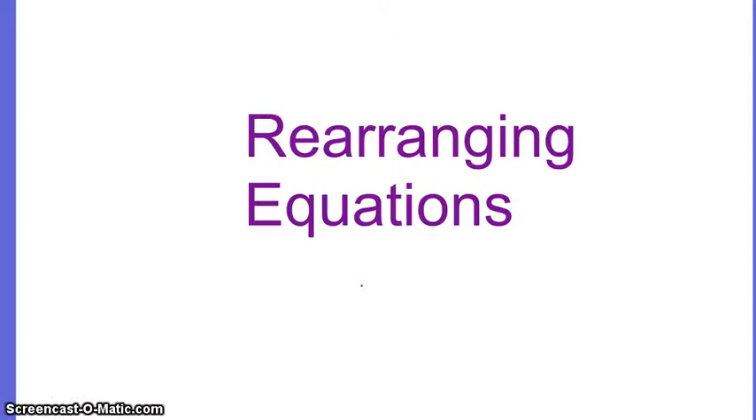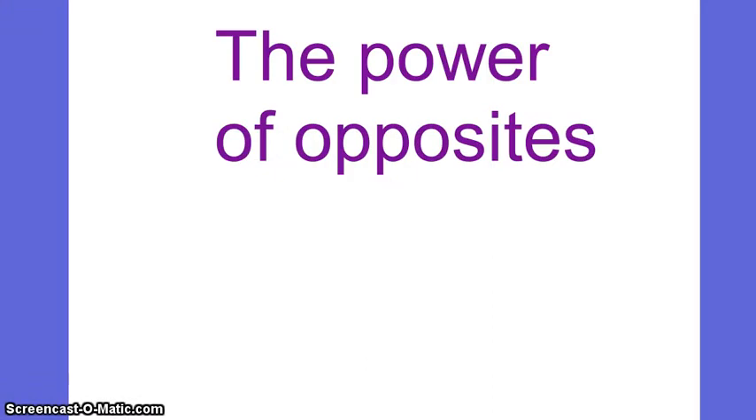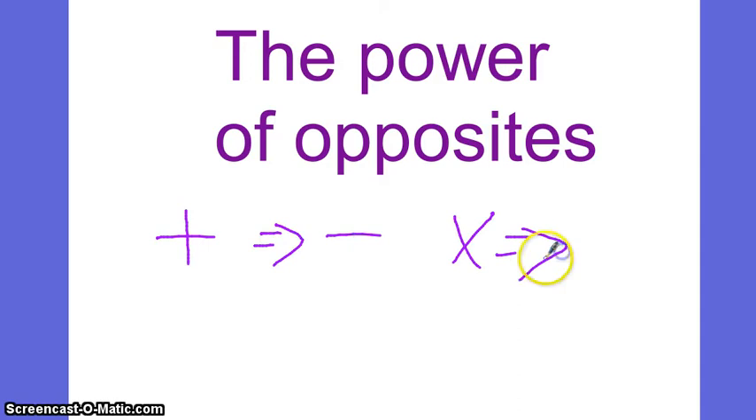Okay, so we're looking today at rearranging equations. You might have done it in maths with x's and y's. It's the same sort of thing in physics. We're going to use the power of opposites. So for example, the opposite of a plus is a negative. Okay, the opposite of a multiply is divide. Okay, so that'll make more sense hopefully in a minute.